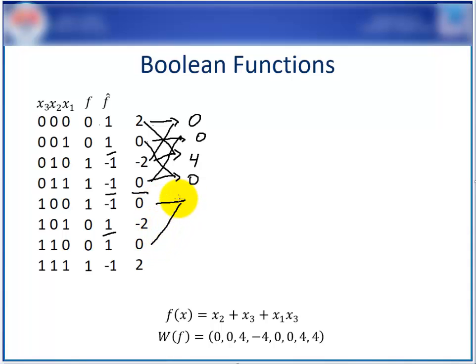The sum of these two elements is going to give us 0. The difference between these two elements is 0 again. The sum of these two elements will give us 0. Subtracting this element from minus 2, so this element is subtracted from this element, gives us minus 4.